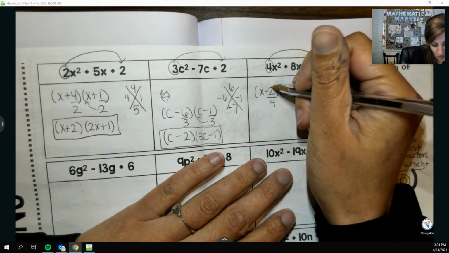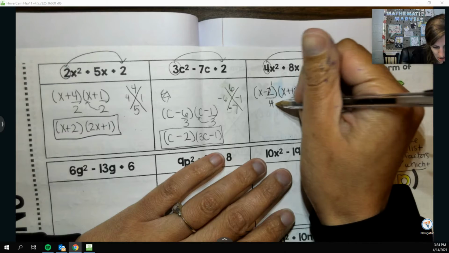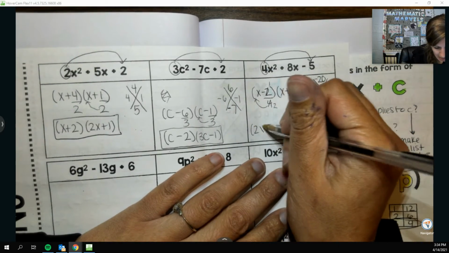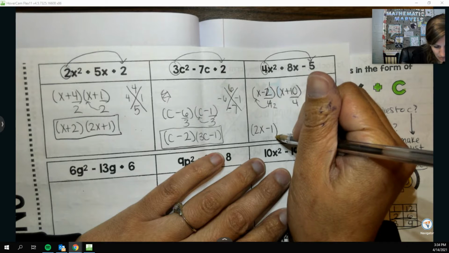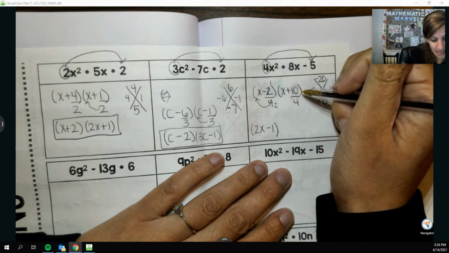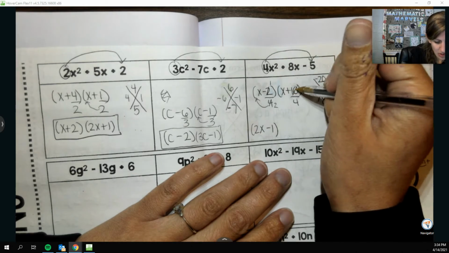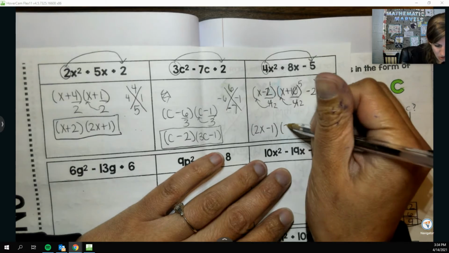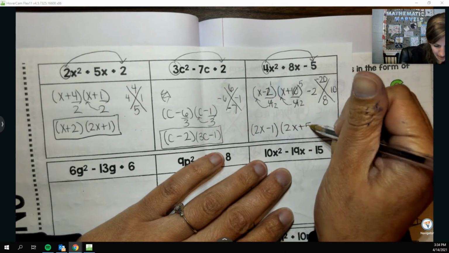Like the 4 and 2 can reduce. That's 1 and 2. And I still have a bottom, so bottoms up. So 2x minus 1. And then here I can also reduce. It won't divide evenly, but I can reduce. Again, 2 will go into both. 5 times here, 2 times there. And I still have a bottom. So 2x plus 5.